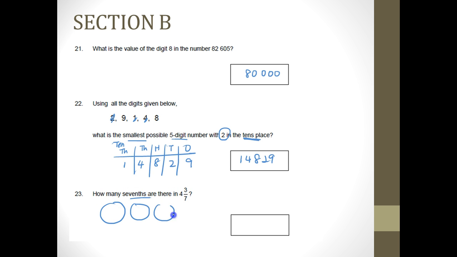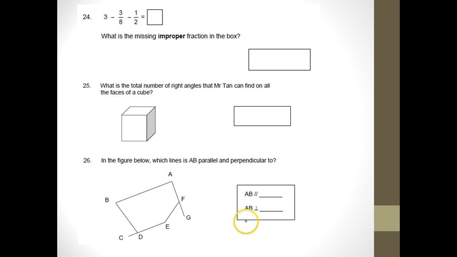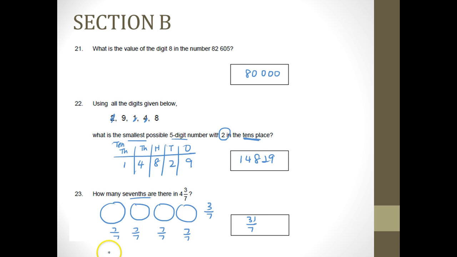How many 7ths are there in 4 and 3/7? So I have 4 wholes and 3/7. Each whole has 7/7. So 7 times 4 is 28 plus 3 is 31/7. My mistake. How many 7ths are there? There are 31 sevenths, because they ask you how many. So we put down 31 sevenths.